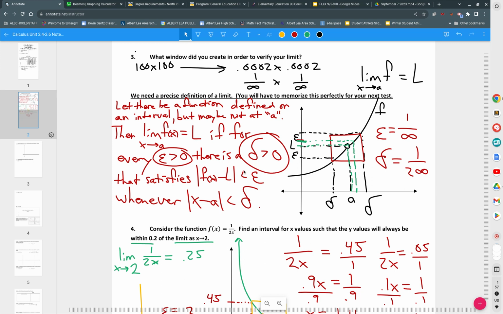X cubed times 3 is 0. X cubed first 1 is 1. I'm not sure. X cubed is 3. Can you turn them into that? Sure you can.